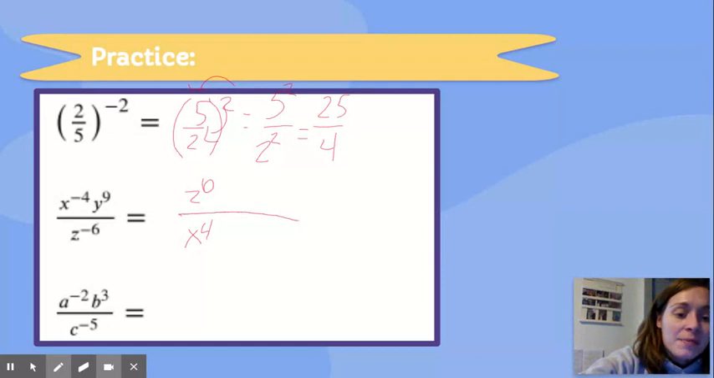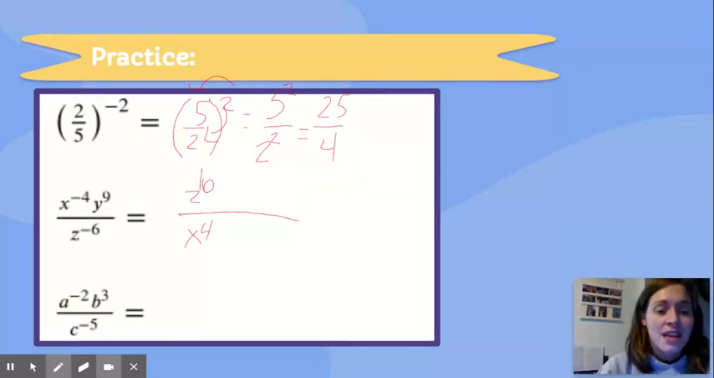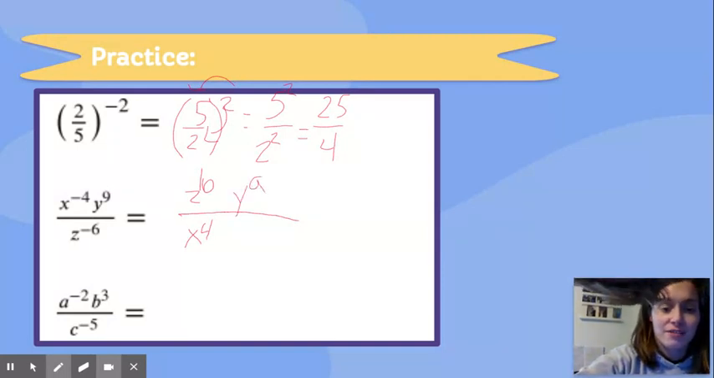So then it becomes positive 6, and then since y to the 9 is already positive, we can leave that positive.